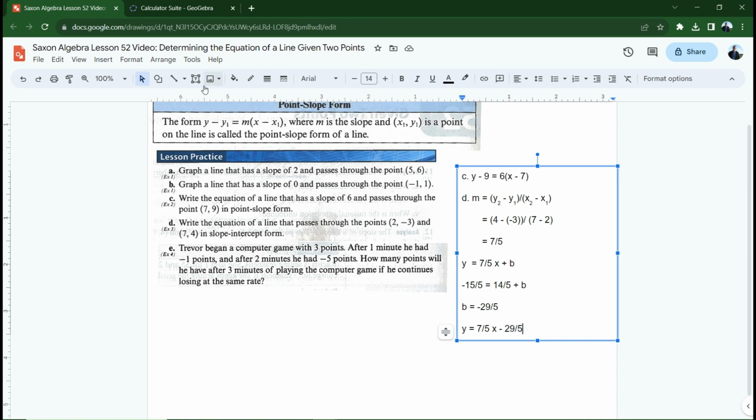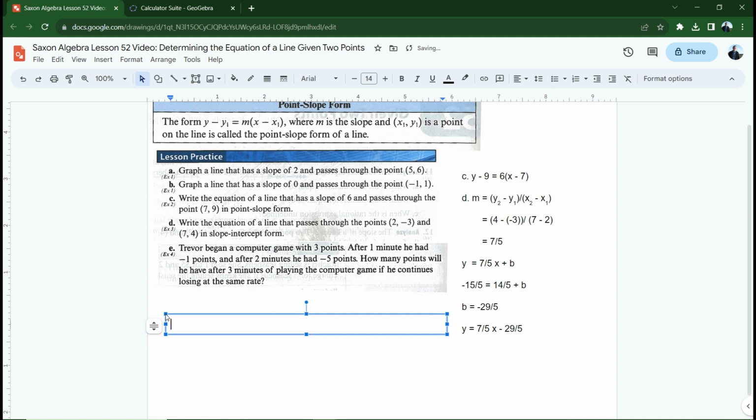Now let's do letter E, about Trevor losing at a computer game. Trevor began a computer game with 3 points. After 1 minute, he had negative 1 point. So at 0 minutes, he had 3 points. At 1 minute, he had negative 1 points. At 2 minutes, he had negative 5 points. See, I'm making some coordinate pairs.